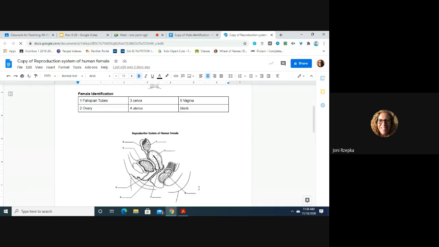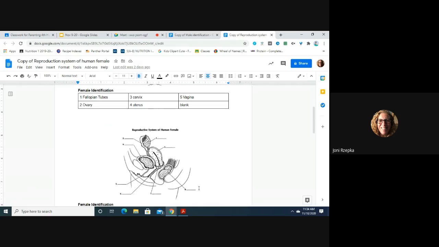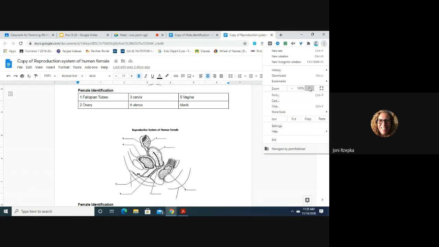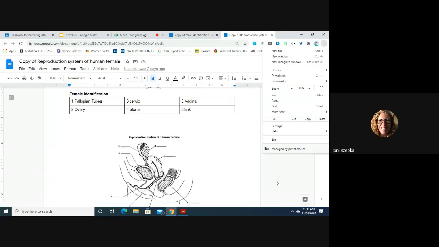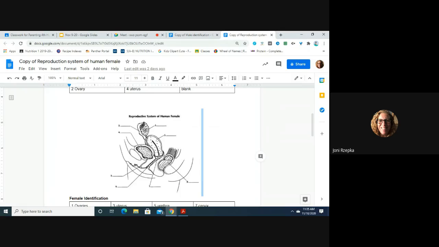All right, so what is number 1 in the female? What do you think it is? What's number 1? Ovaries. Thank you. What's number 2 pointing to? Fallopian tubes. Thank you. What's number 3? Uterus. Thank you.